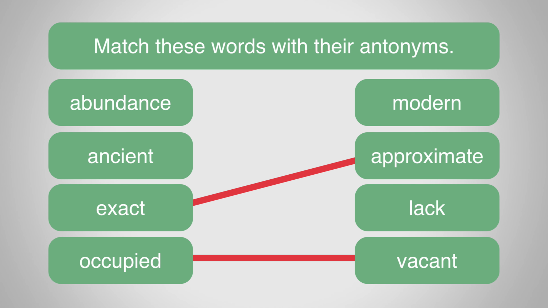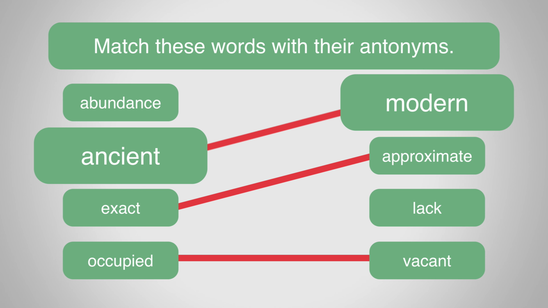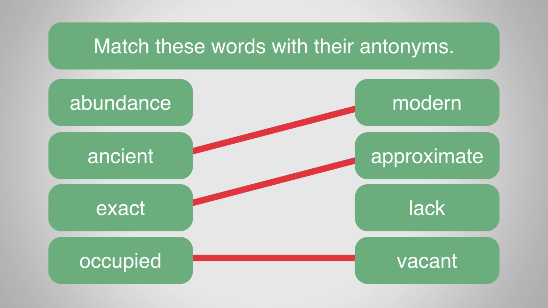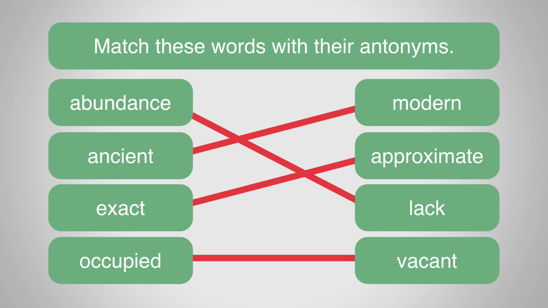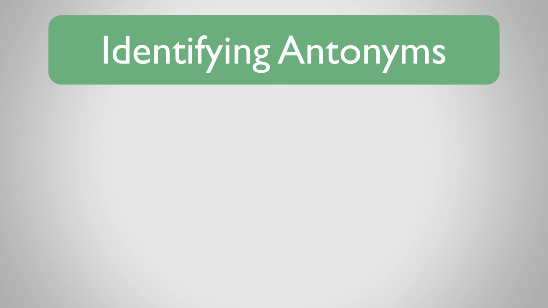The next pair of antonyms are words that we may use in history to describe how old something is. They're the words ancient and modern. So this just leaves one pair of words that must be a pair of antonyms: abundance and lack. Even if we don't know what these words mean, we can be confident we're correct since we know the other three pairs were correct.